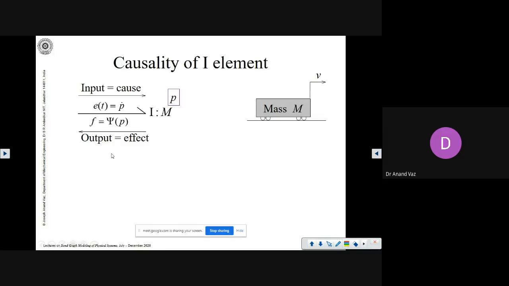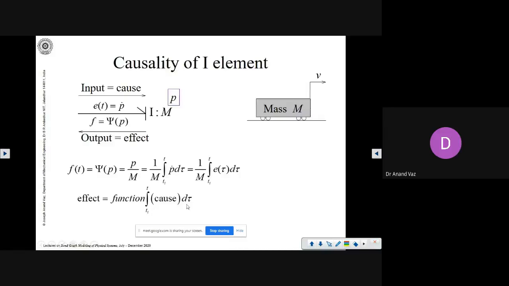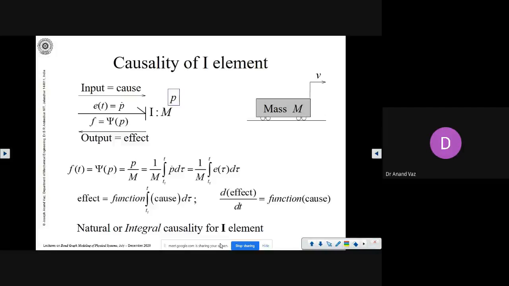So this is the output, and we saw that we could write it mathematically in a form like this, that the flow is a function of the integral of the cause. That means the past cause is taken into consideration till the present, and so the causal stroke comes here towards the I element in this particular causality. We could also write this as the time derivative of the effect is a function of the cause. And this we had discussed is the natural or integral causality for the I element.